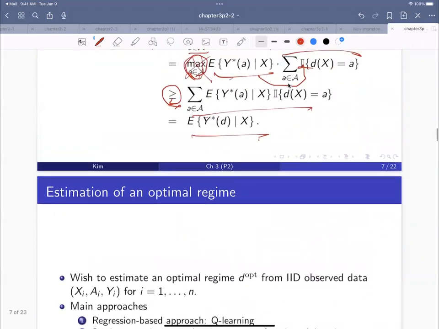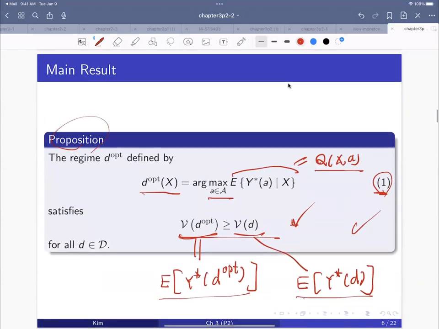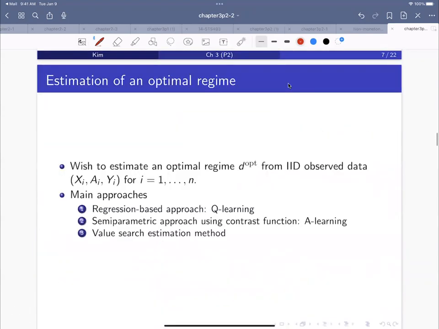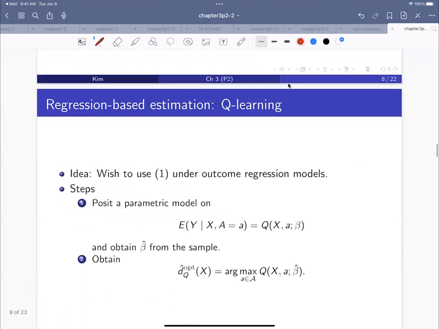Now, using this result, this proposition basically says that as long as you know the Q function, you are in a position to find the optimal dynamic regime. That is the idea. So we wish to estimate the optimal regime from the data, and the most straightforward approach is the regression-based approach, which is sometimes called Q-learning. The semi-parametric approach using a contrast function is A-learning. Value search estimation is another method. We'll study them one by one.